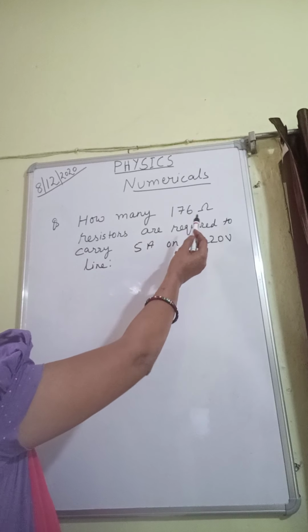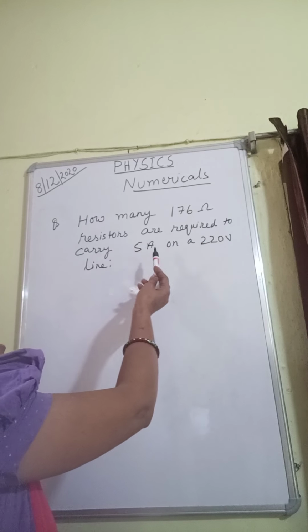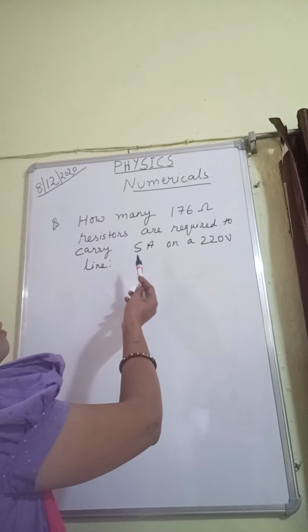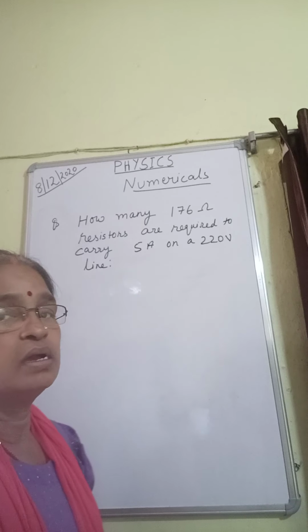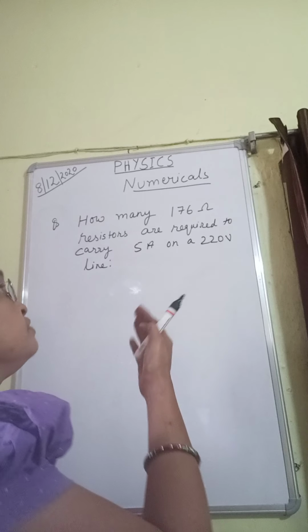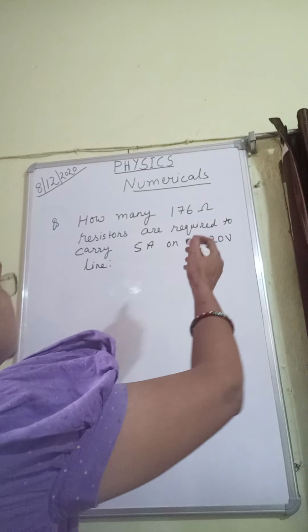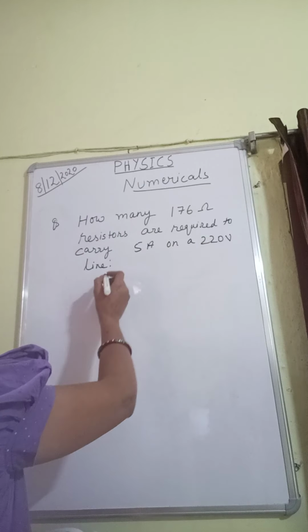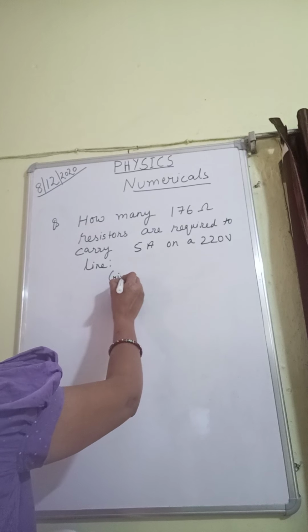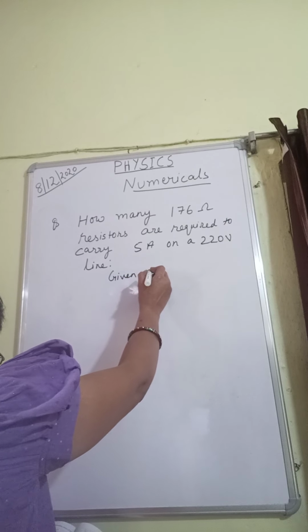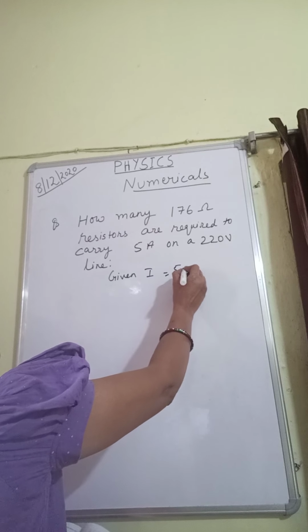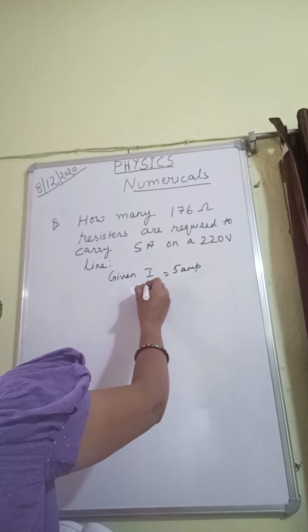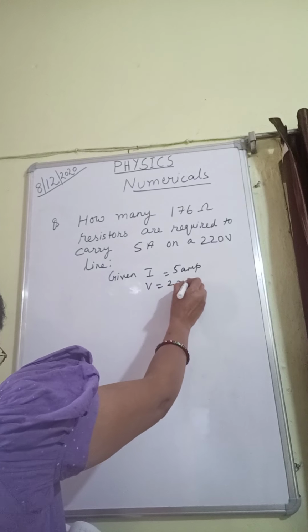How many 176 ohm resistors are required to carry 5 ampere on a 220 volt line? Again students, let us see what is given in this. First of all we write given. Given: I is equal to 5 ampere, V is equal to 220 volt.